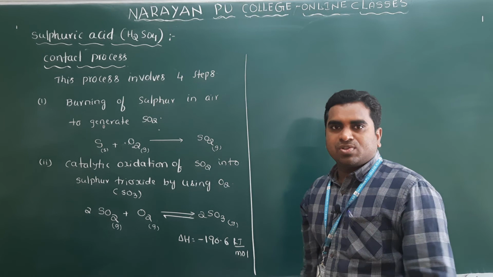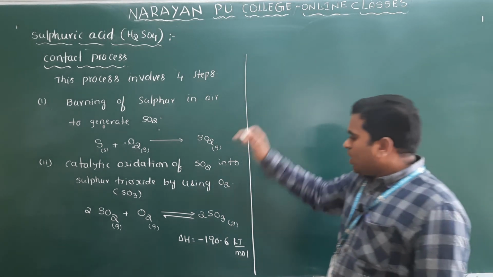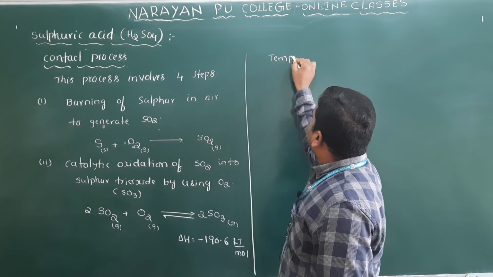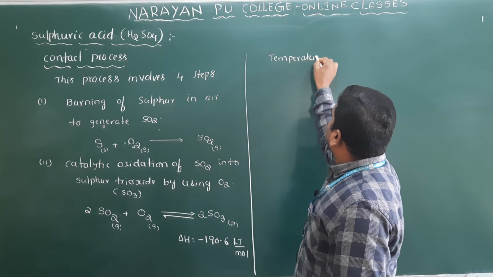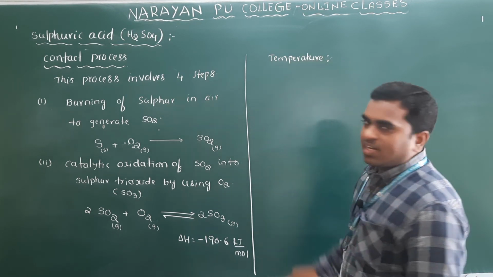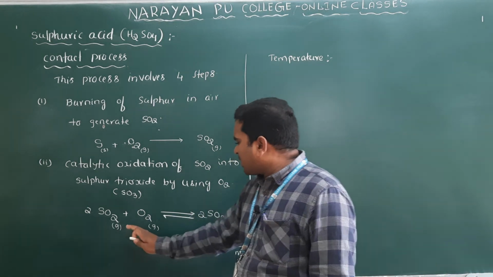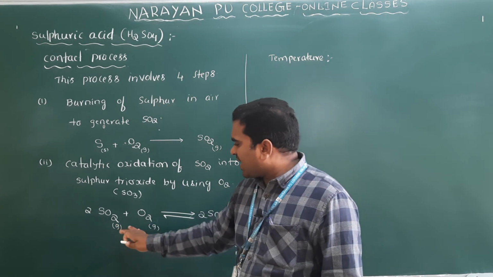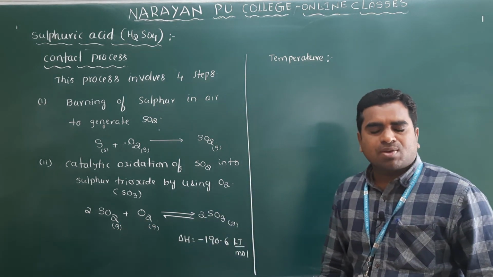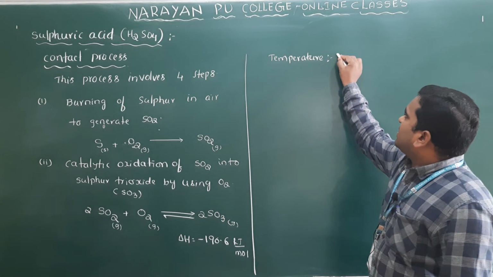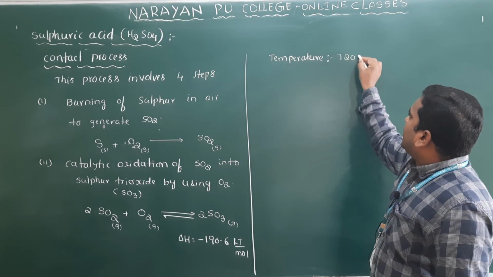You have studied this in the first year. So what temperature do you have to maintain in this reaction? I already said low temperatures are favorable, but at low temperature the reaction is not that fast, it is somewhat slow. So the optimum temperature for this reaction is 720 Kelvin.